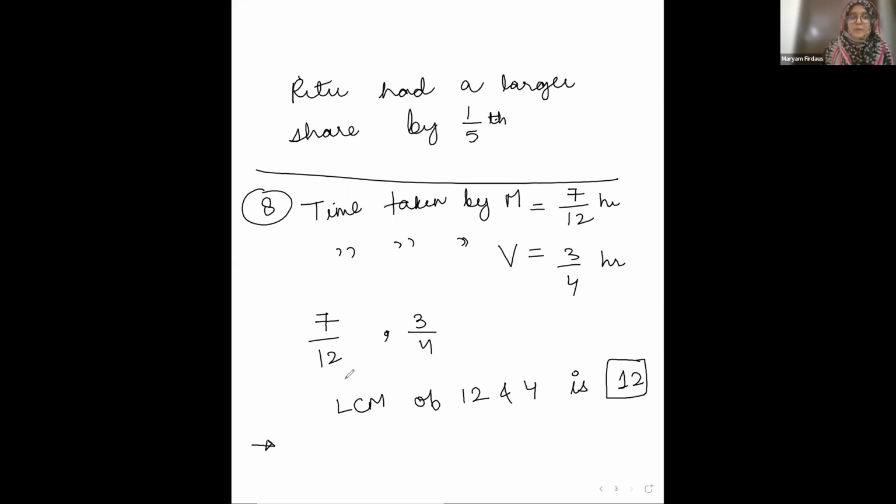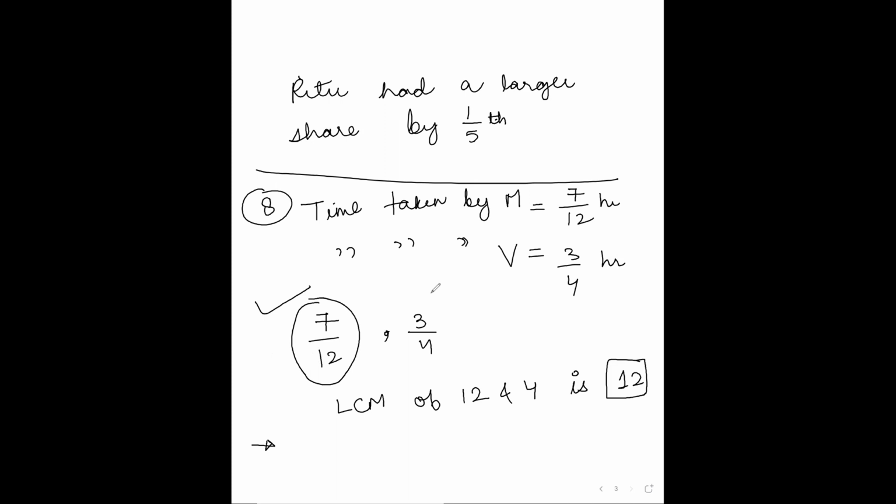Now what you need to do is, okay, so this fraction is fine. This fraction is good. Why? Because we want the denominator to be 12 and it has the denominator 12. So to find who worked longer, do we have to add or subtract? I'll tell you what we have to do.